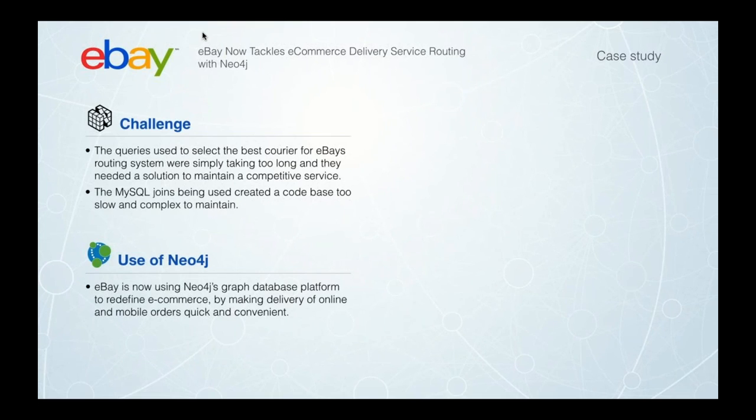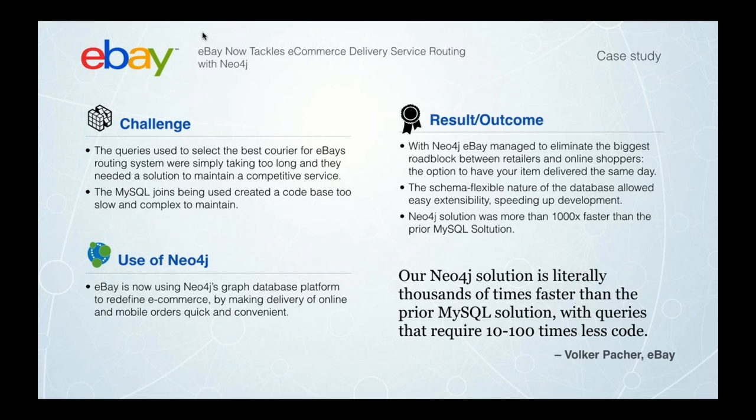Another customer is eBay, that is now using Neo4j's graph database platform to redefine e-commerce by making delivery of online and mobile orders quick and convenient through effective routing recommendations. eBay ran into trouble with their existing MySQL solution, where the joins being used created a code base that, simply put, was too slow and complex to maintain. The switch to a Neo4j solution was literally thousands of times faster than their prior MySQL solution, with queries that require 10 to 100 times less code.